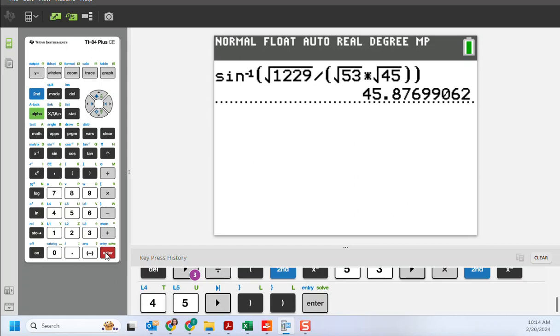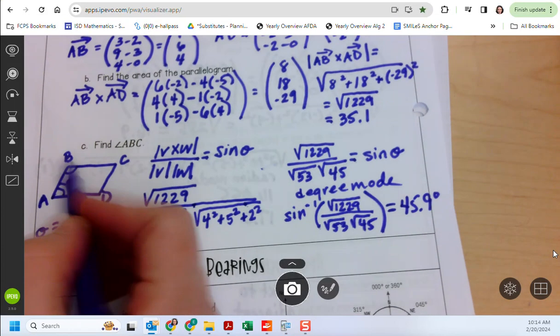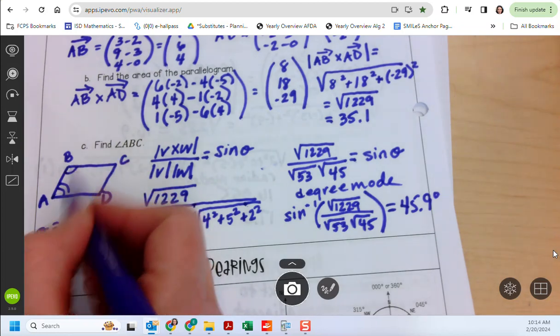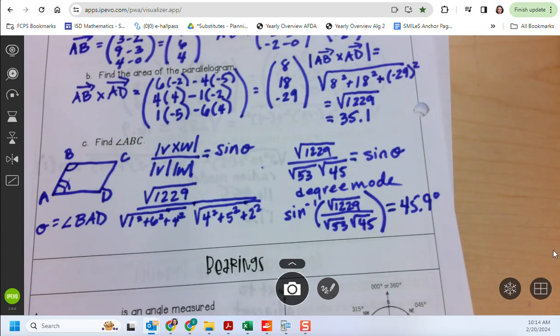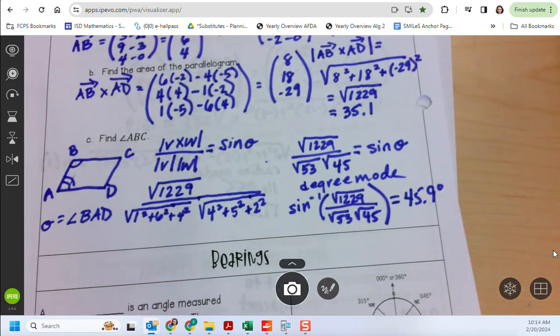Okay. All right, but we're not quite done, because that's not the angle we wanted to find. Oh, you can't see that. Let's minimize this. Okay, so we got 45.9, and that's for angle BAD, but we want this one right here. So what is the relationship between these two adjacent angles in the parallelogram? Yeah, they're supplementary. So you can subtract 45.9 from 180 to find the measure of angle ABC.